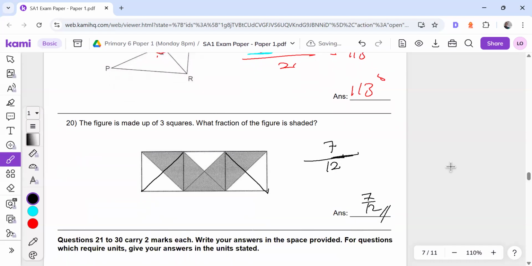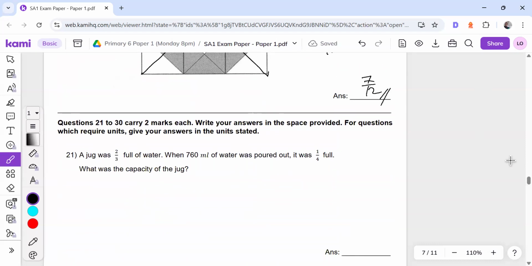So in PSLE, your Paper 1, questions 16 to 20 will be very easy. Okay, so don't make careless mistakes. Let's go to question 21.